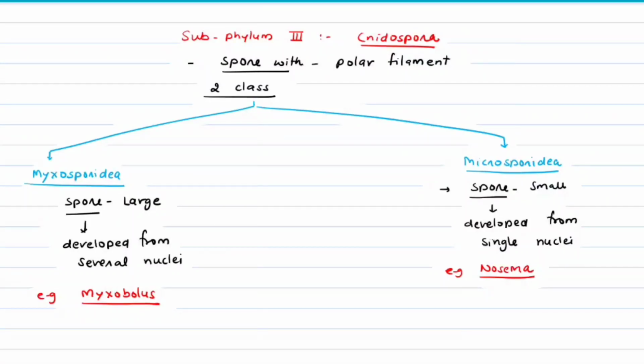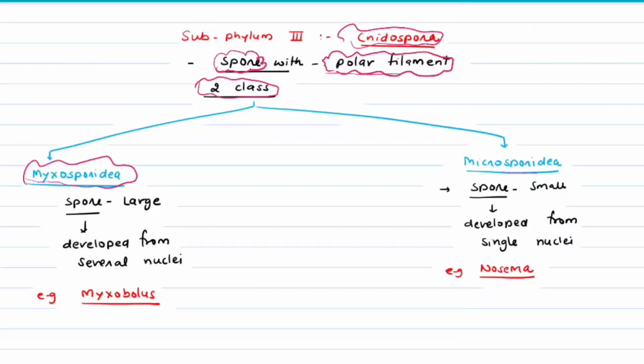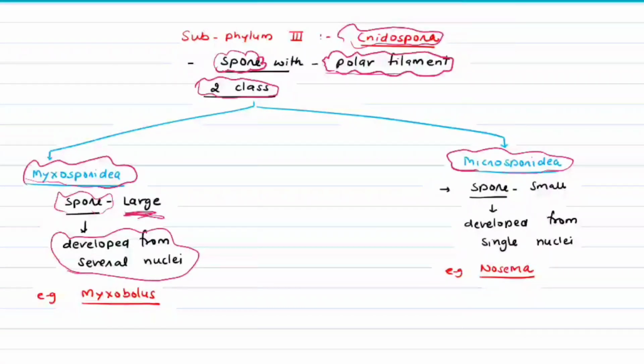The next subphylum is Cnidospora. In the Cnidospora subphylum, we will discuss that the locomotory organs are polar filaments, and spores are also present. Spores with polar filaments come in the Cnidospora subphylum, and this subphylum also includes two classes: Myxosporidia and Microsporidia. Myxosporidia have large spores developed from several nuclei, so more than one nucleus is present in this class, and the example is Myxobolus. But in Microsporidia, the spore is small and developed from a single nucleus. The example is Nosema.